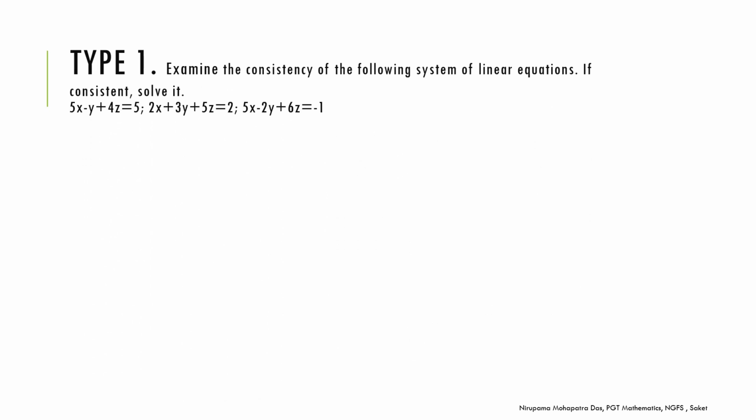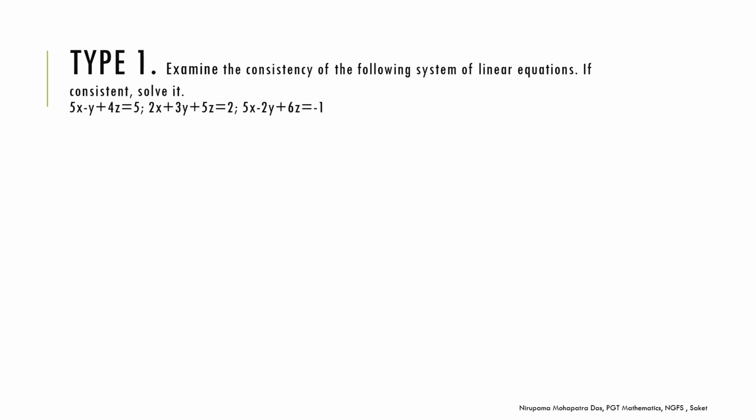So going to type 1. See, the type 1 question is like this: examine the consistency of the following system of linear equations. If consistent, solve it. 5x minus y plus 4z equals to 5. 2x plus 3y plus 5z equals to 2. 5x minus 2y plus 6z equals to minus 1. Okay, so this is the system of linear equations we are given.